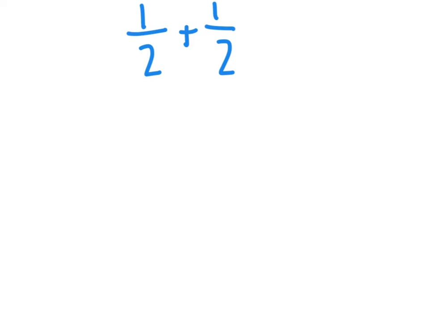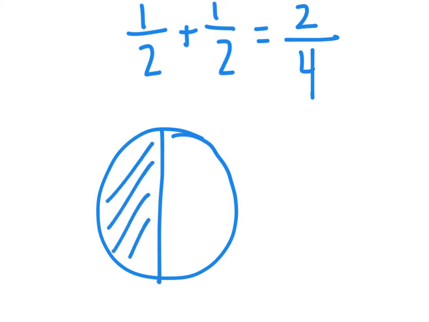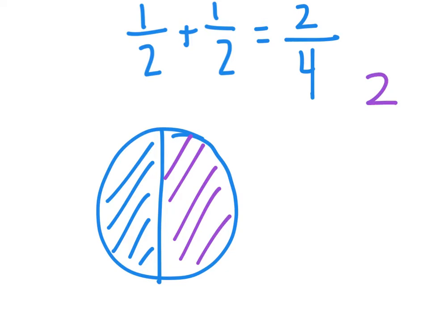This is why we keep the denominator the same when we add fractions. I want you to think about an easy example, like 1/2 plus 1/2. Some people try to add fractions by adding the top numbers, 1 plus 1 is 2, and adding the bottom numbers, 2 plus 2 is 4. But let's look at a picture. If I have 1/2 of a pizza plus another half of a pizza, I have 2 halves, or 1 whole.